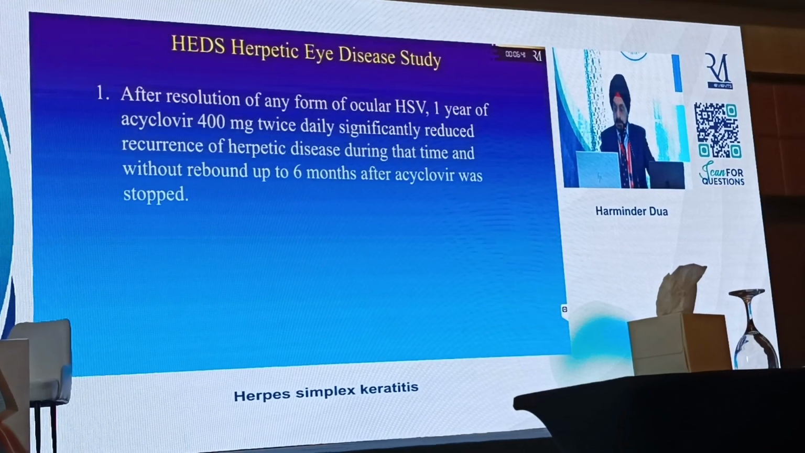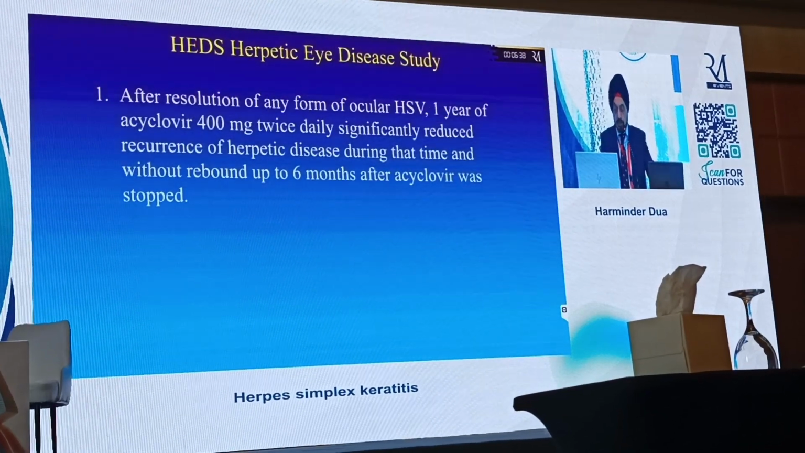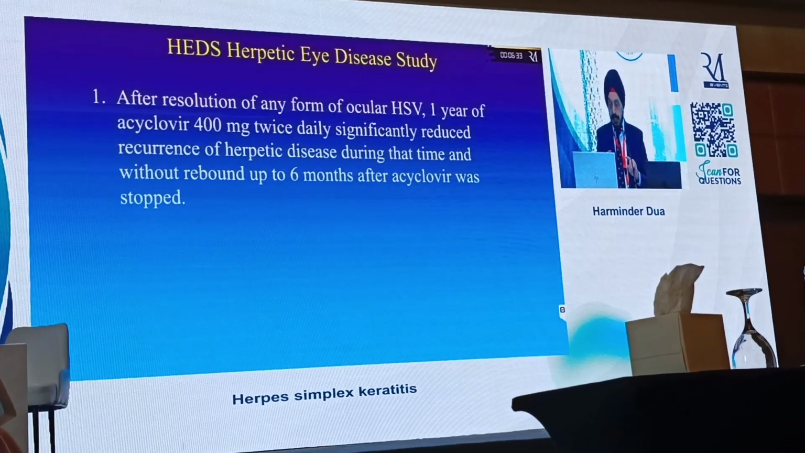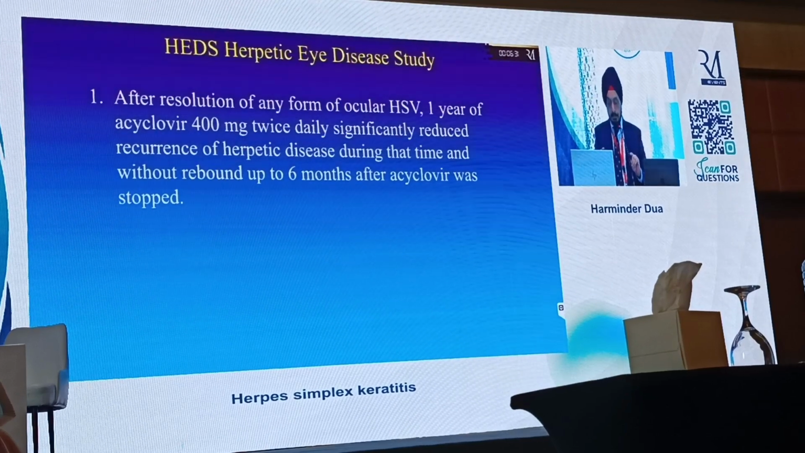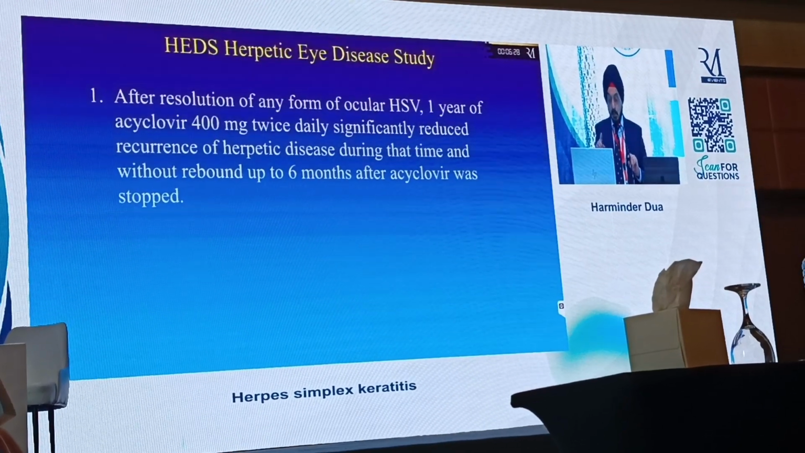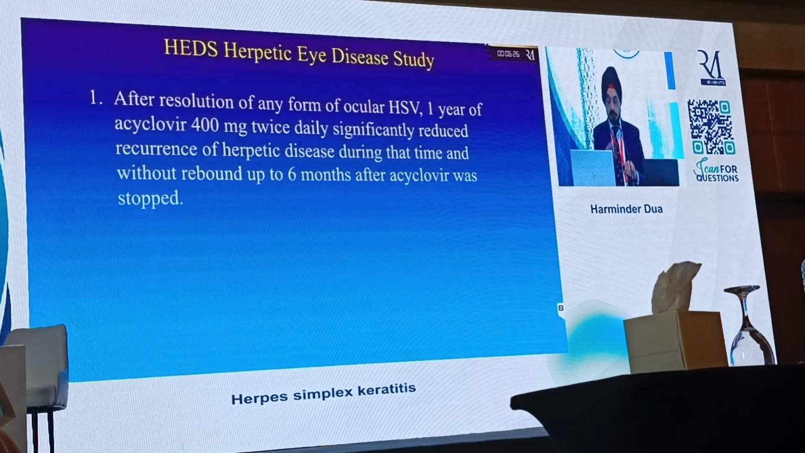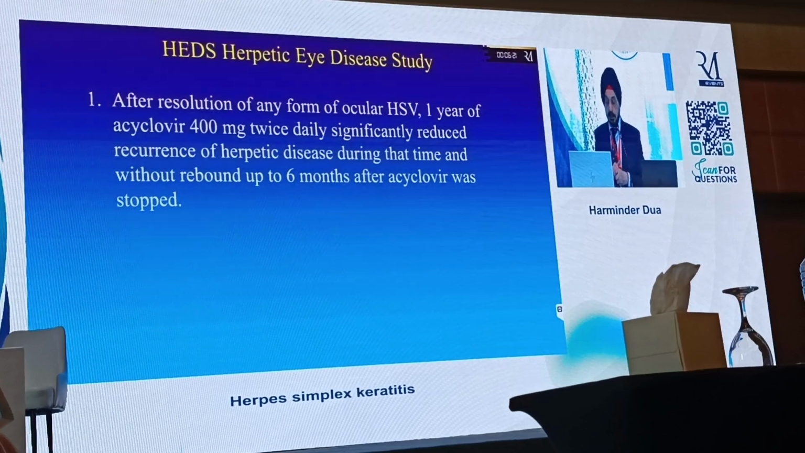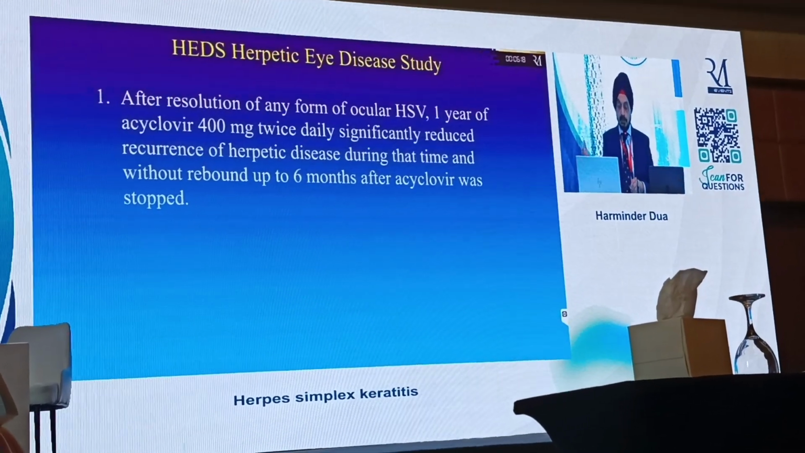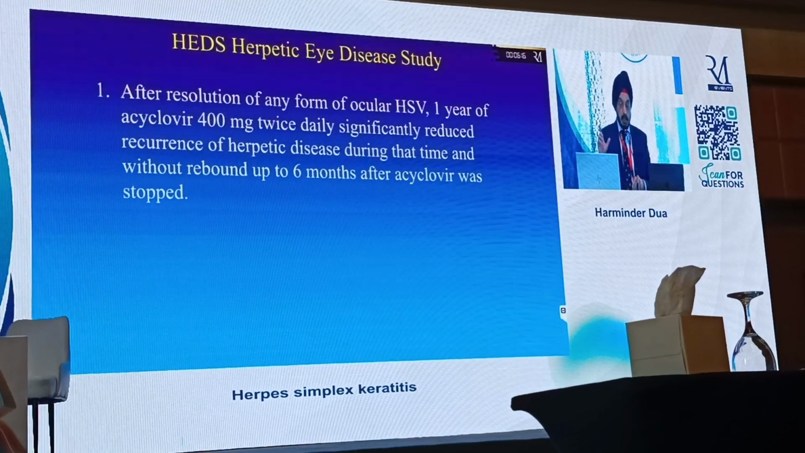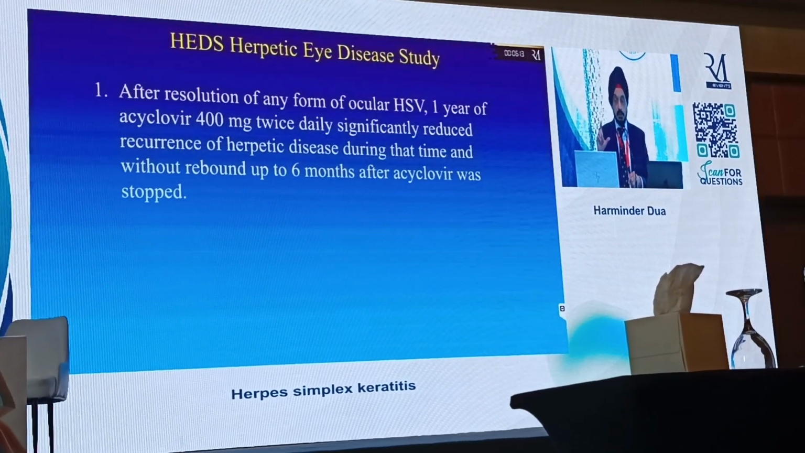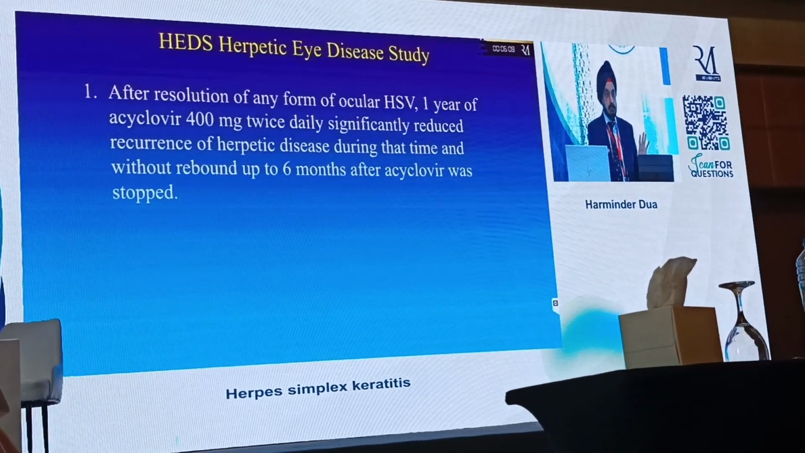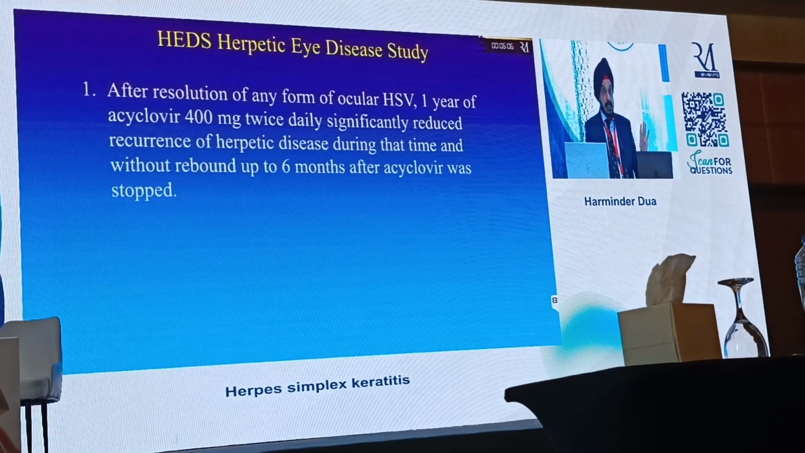Now, the Herpetic Eye Disease Study gave us some clues, and I will go through them quickly because there are 10 of them. After resolution of any form of herpes simplex virus keratitis, one year's treatment of acyclovir 400 milligrams twice a day significantly reduced herpetic eye disease during that time, without a rebound up to 6 months afterwards, after stopping the drug. So, an important point. So, what we do is, all patients with recurrent herpes disease, we invariably give them 400 milligrams of acyclovir twice a day for a year at least, sometimes longer.